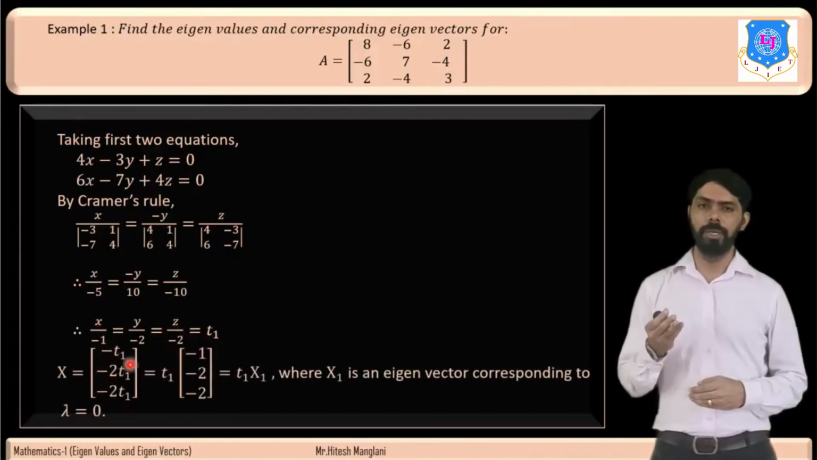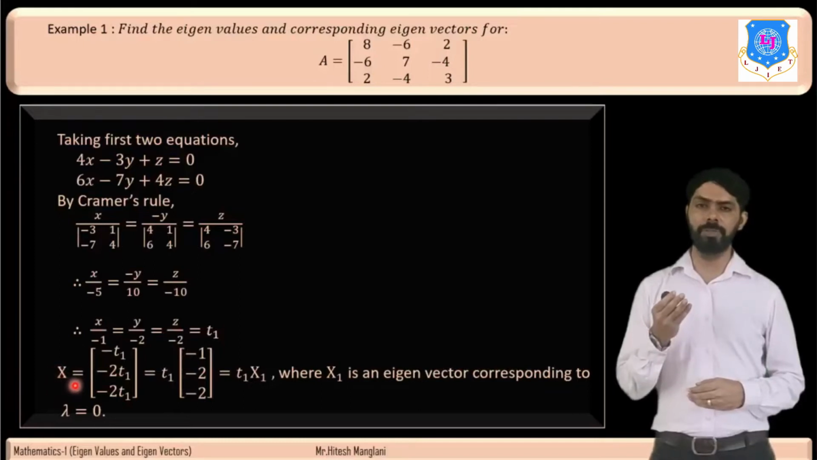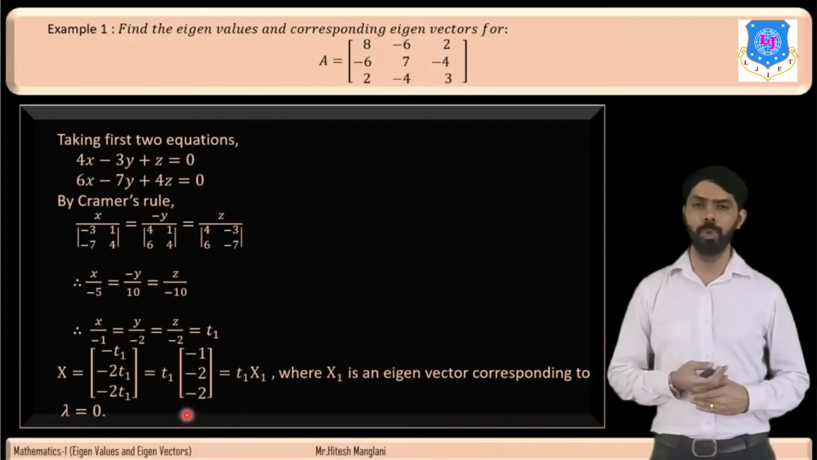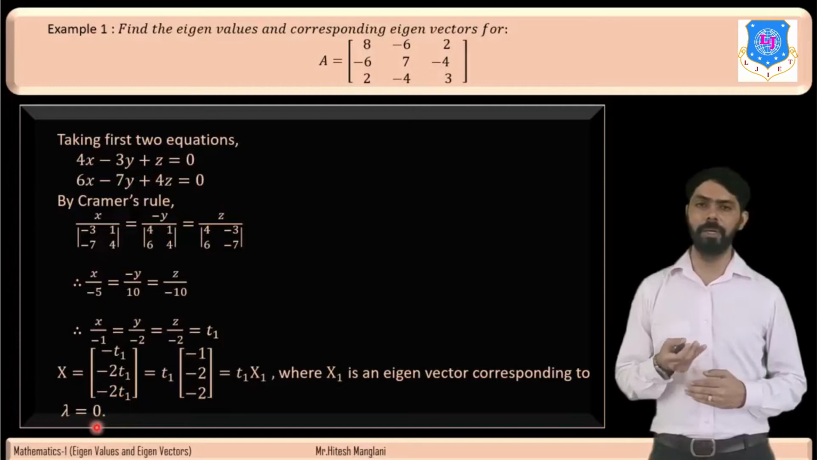So here capital X is equal to [x, y, z]. Here x will be minus t1, y will be minus 2t1 and z will be minus 2t1. Taking t1 common, it will be [minus 1, minus 2, minus 2]. So this can be written as t1 into capital X1, where capital X1 is an eigenvector corresponding to lambda equal to 0. So this is how we can find the eigenvector corresponding to an eigenvalue.